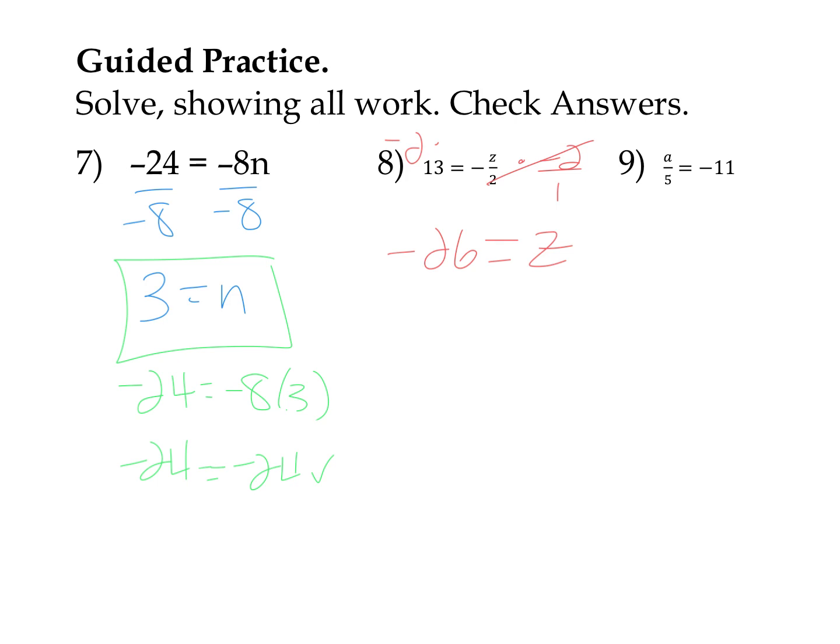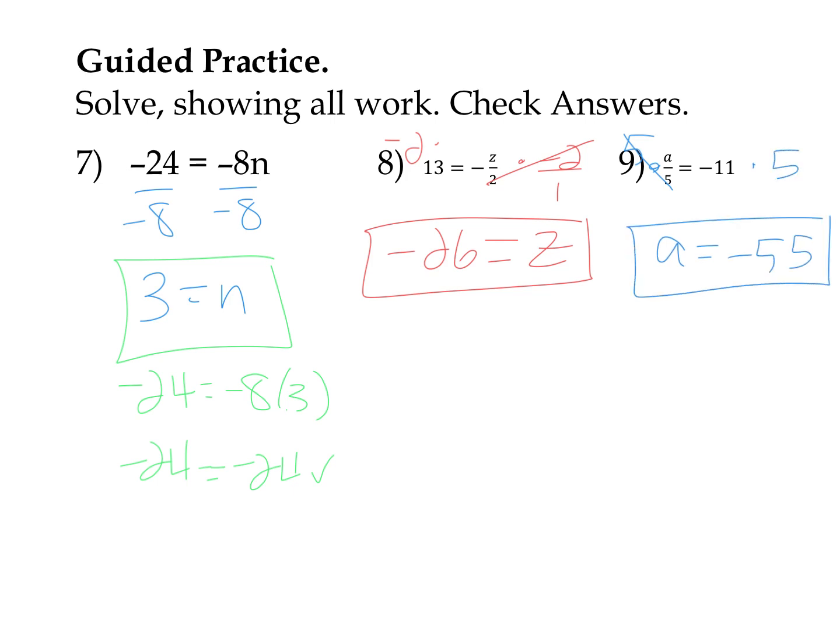Okay, and I can check that. Negative 26 over 2 would be a positive 13. All right, you should be checking those. For the sake of time here, I'm going to skip that step on a couple of these, but you should be doing that. Times 5 to cancel out the a equals, multiply by 5 on both sides, negative 55. We can check that and we'd see that it works.